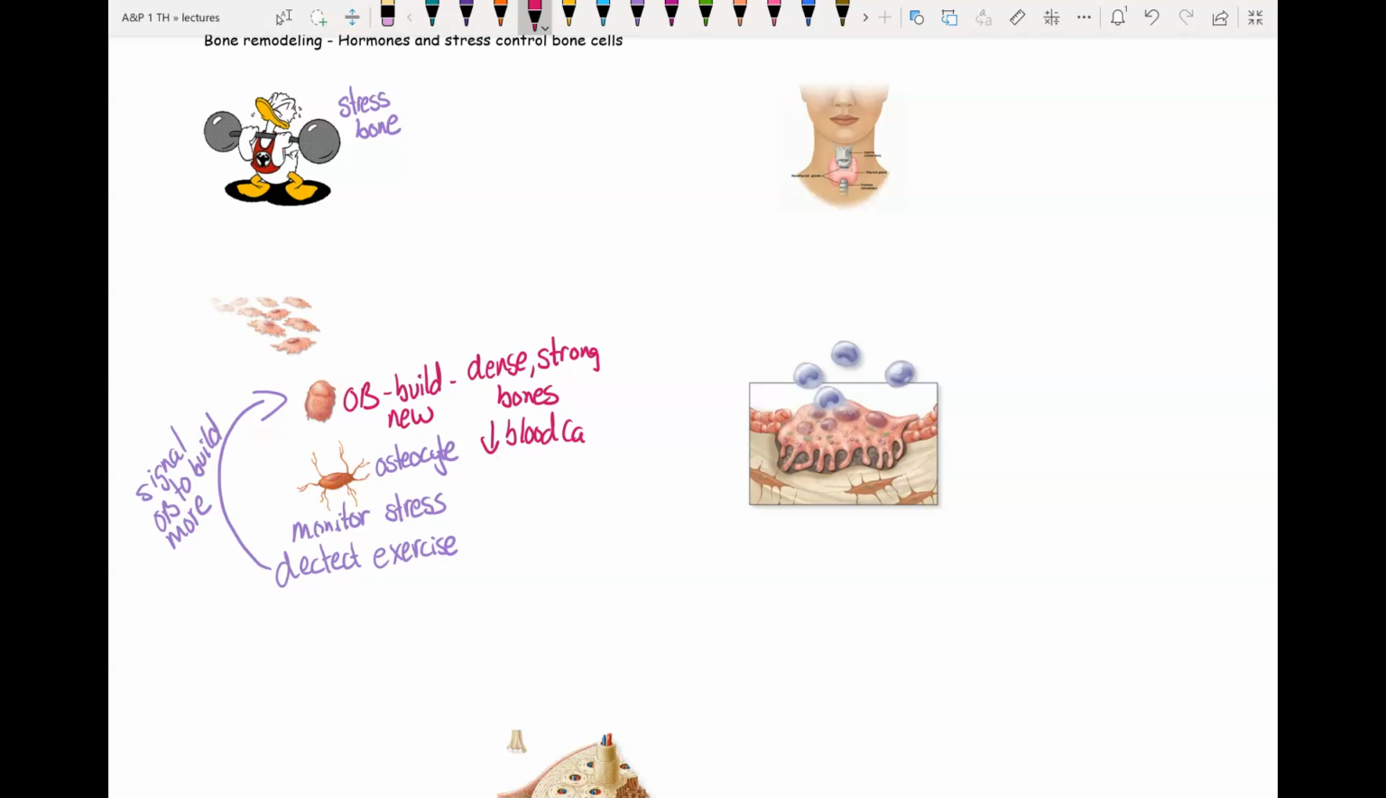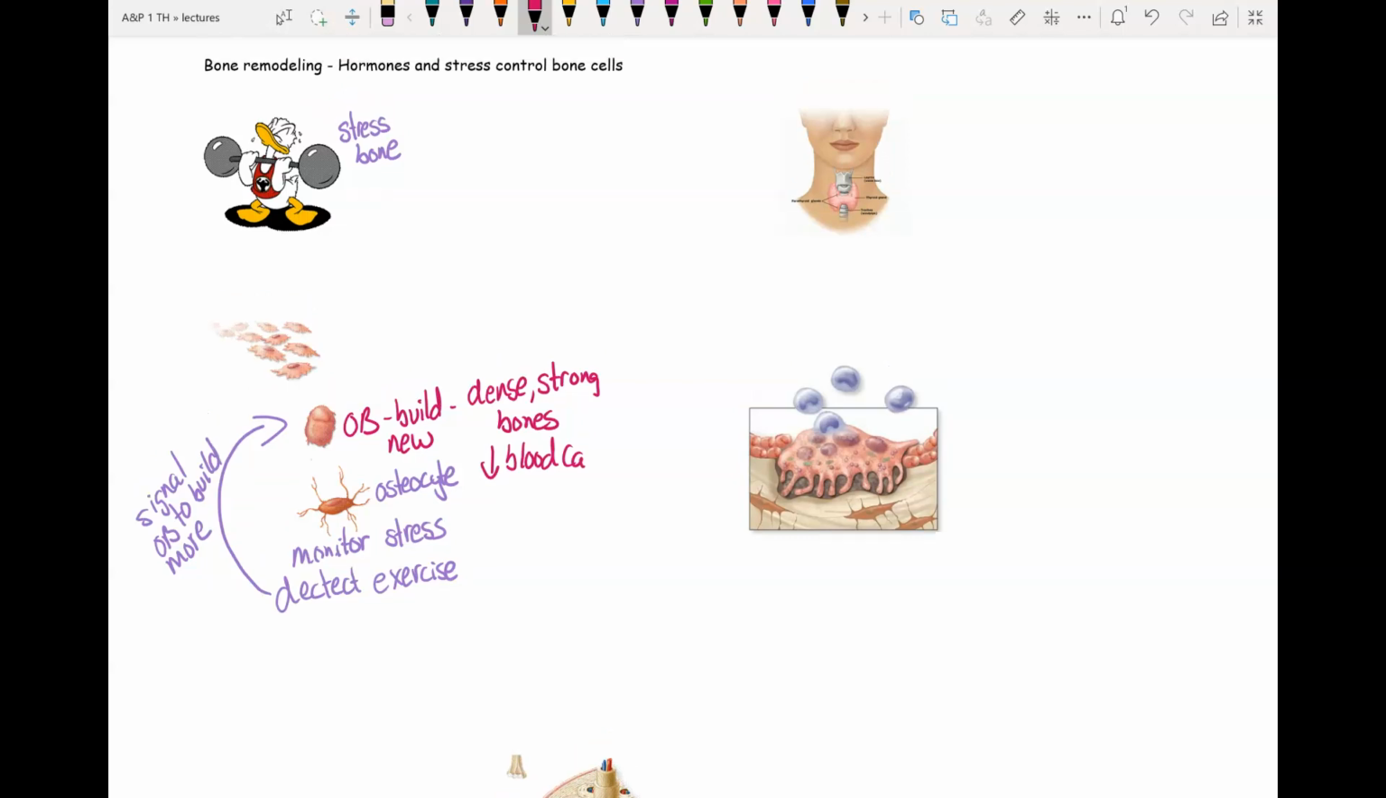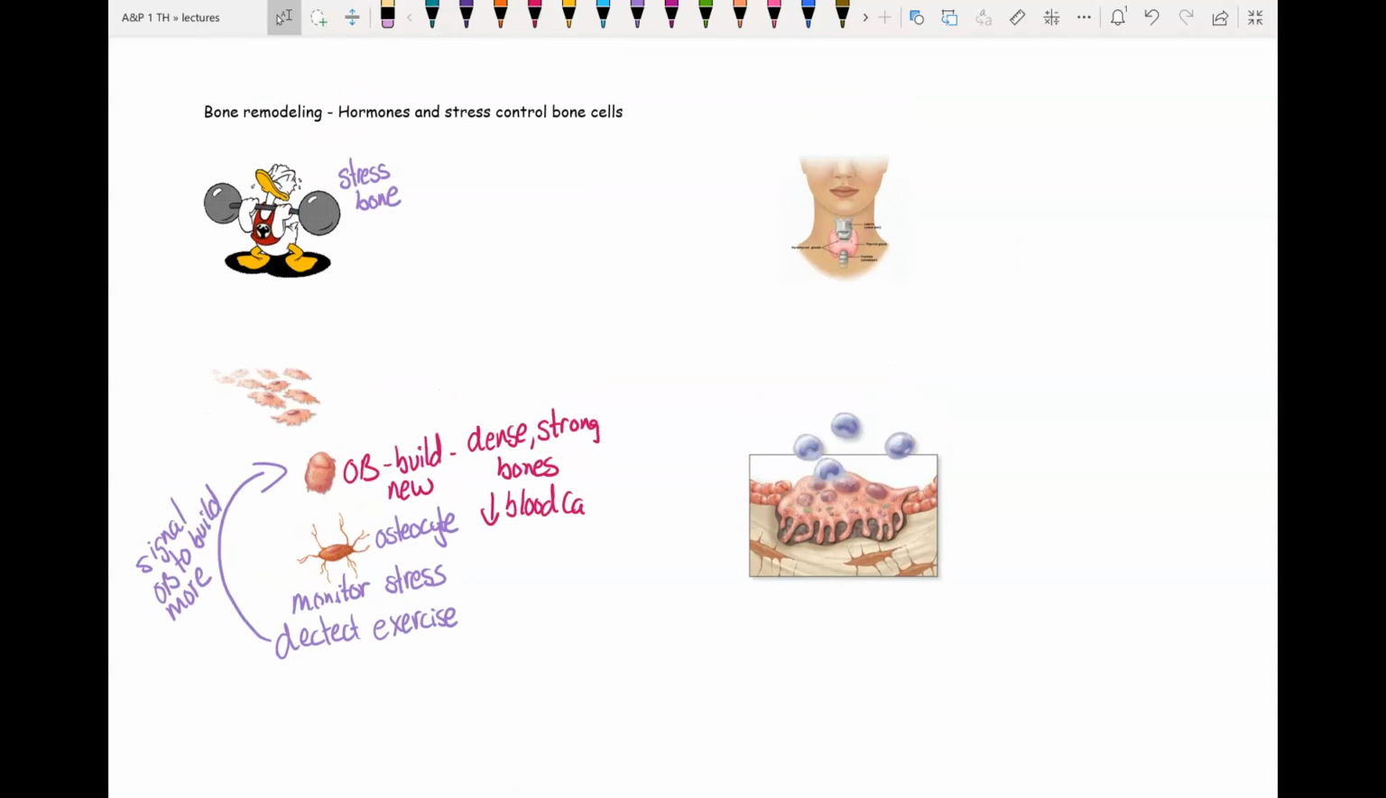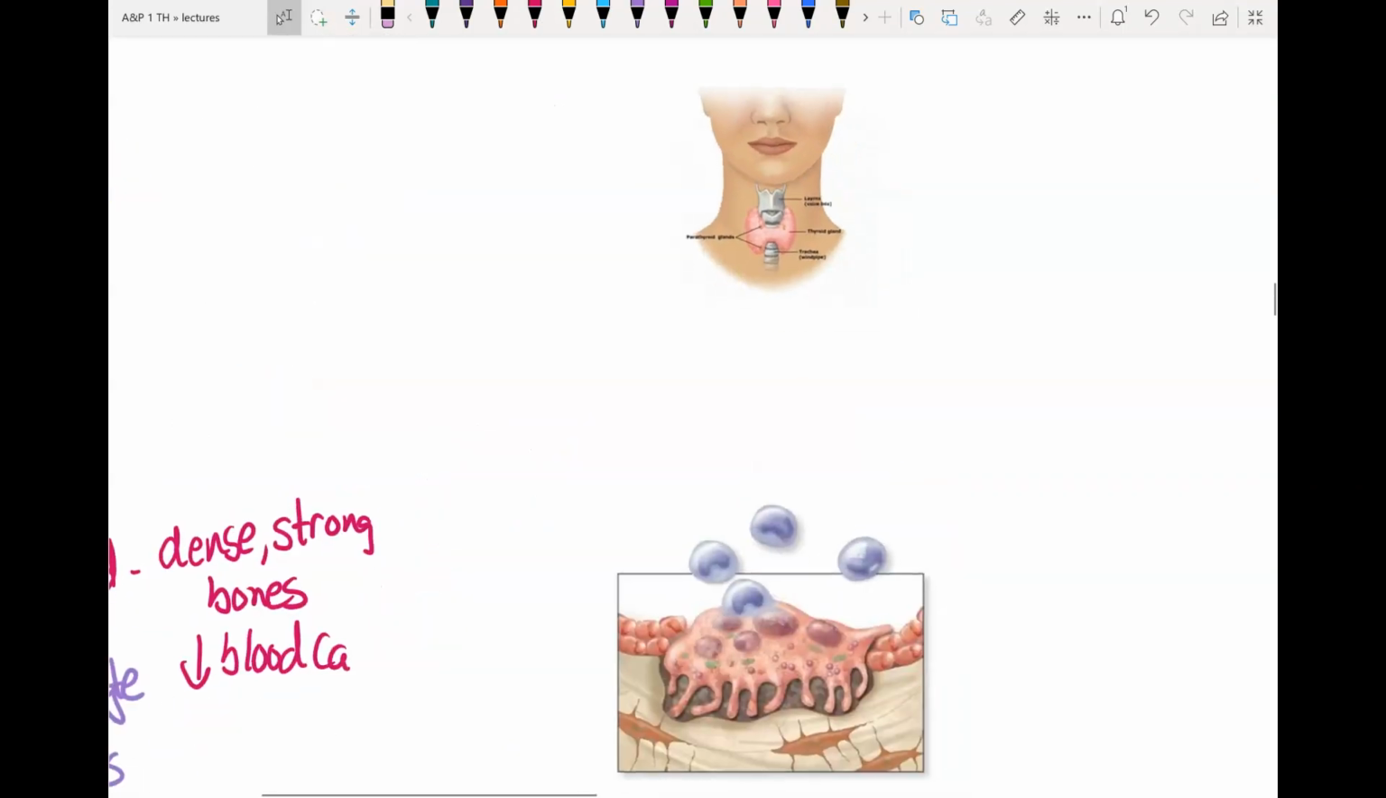Then on the other side, we have the action of the osteoclasts. Osteoclasts are controlled by hormones. So you have here in your neck the thyroid gland and the parathyroid glands. So the big part here is the thyroid gland.